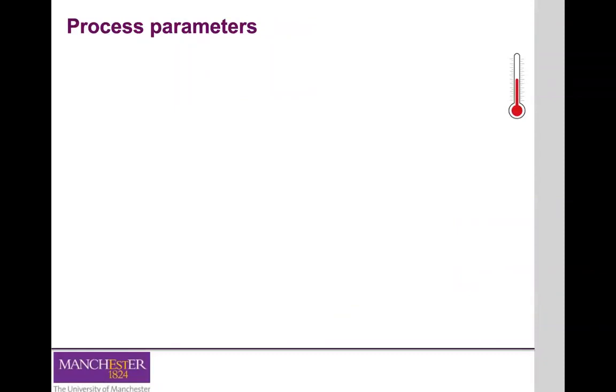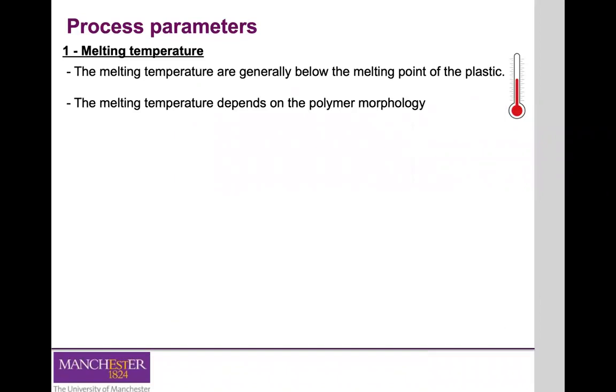In terms of the process parameters that we can control using injection molding, one obvious parameter is the melting temperature. The melting temperature, as we've said in the previous lecture, is normally set in the injection cylinder just below the melting point of the plastic. The reason why it's normally below is because we can generate additional heat by the linear and the rotational movements of the screw. The shear forces that arise from these movements will generate heat that will compensate for this difference.